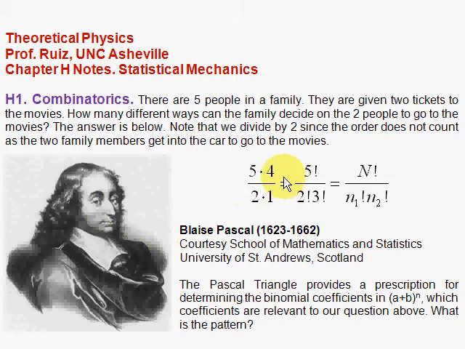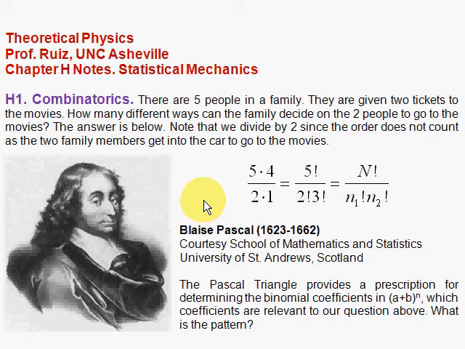Well, there's 5 ways to give the ticket out to the first person that's going to go. That person gets a ticket, steps to the side, and there are 4 ways to give the second ticket out. So there's 20 ways to give those tickets out. However, it doesn't matter who got their ticket first. So we divide by 2. So 20 divided by 2 is 10. And that gives us our answer.